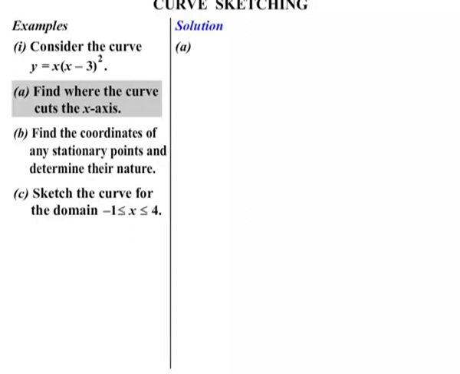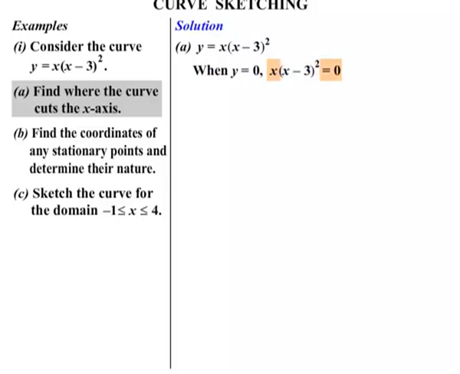Okay, firstly, find where the curve cuts the x-axis. So the equation of the curve, let's start by writing that down. Now it cuts the x-axis for what value of y? Well, when y equals 0. So we set the equation for y equal to 0. We come up with this, and it's a bit more than a quadratic, isn't it? It's x times (x minus 3) squared equals 0.